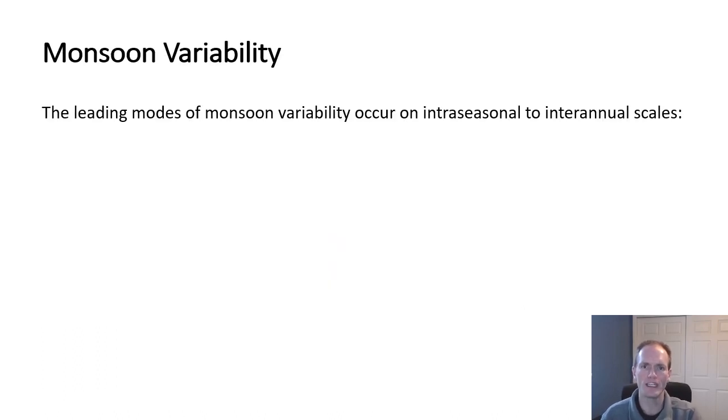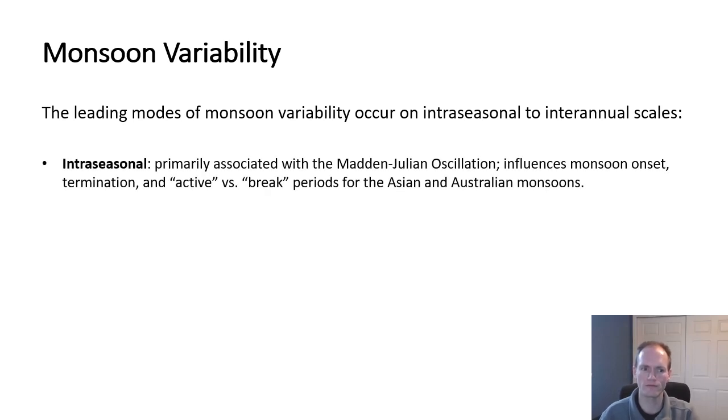So we have variability in each of these monsoons across many different timescales, ranging from the intraseasonal scale, on the order of months, to interannual scales on the order of years. On the intraseasonal scales, this is primarily associated with the MJO. This can influence when the monsoon begins as you enhance precipitation associated with an MJO's active phase. It can influence when the monsoon terminates, when an MJO's inactive phase passes by later in the season. And it can also facilitate what are known as active and break periods. And these are most distinctly seen with the Asian and the Australian monsoons.